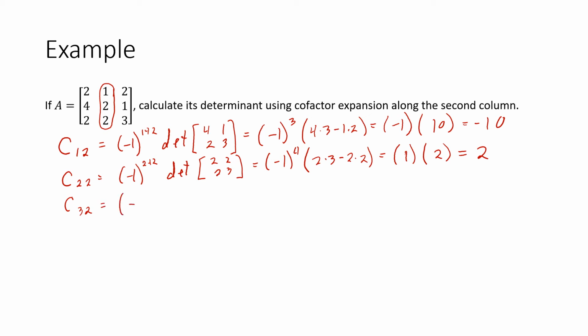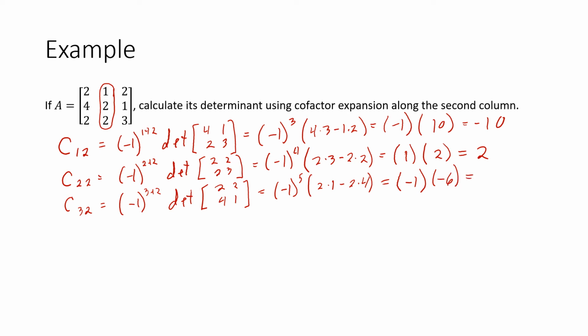So that cofactor is negative 1 to the 3 plus 2 times the determinant of what you get when you eliminate the third row in the second column. So it's 2, 2, 4, 1. So that's negative 1 raised to the 5 times 2 minus 1 minus 2 times 4. So negative 1 to the 5 is negative 1 times, that's 2 minus 8, negative 6. Negative 1 times negative 6 is 6. Now we have the cofactors for all the numbers along that column.